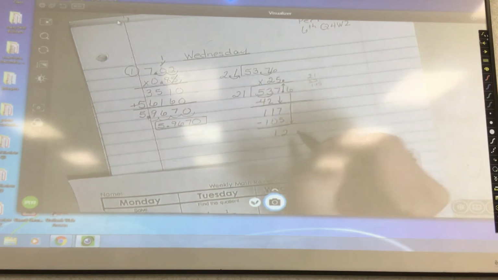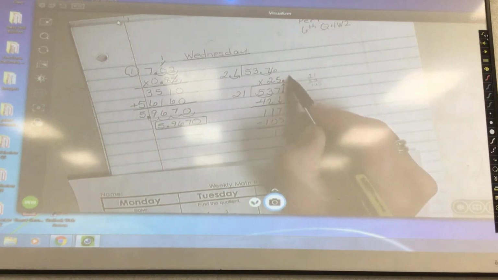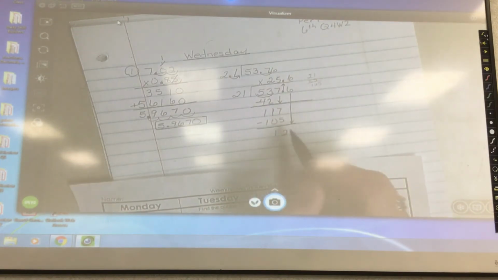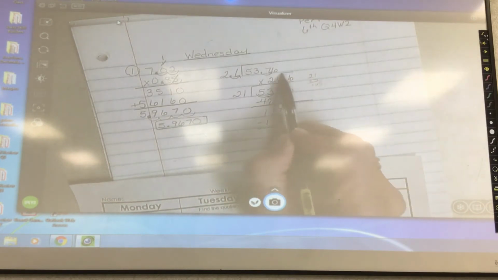Bring down the 6. How many times can 21 go into 126? 6. Because 6 times 21 is 126. It's exact, right? And then I'm going to circle my answer.